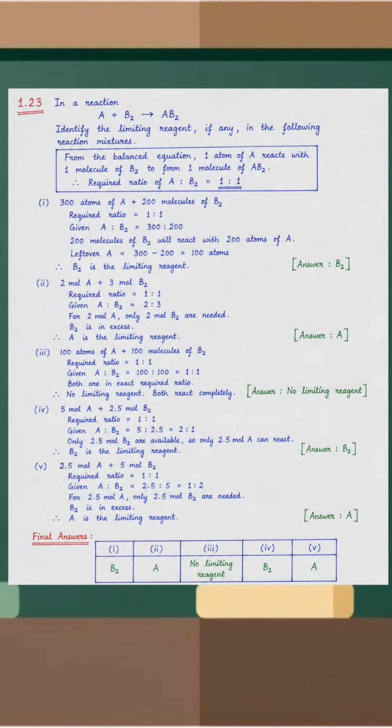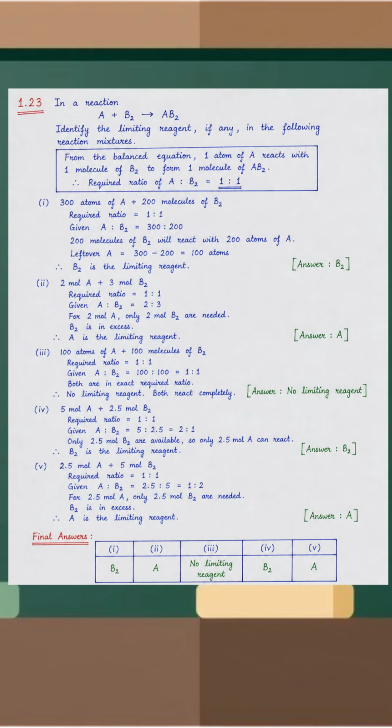Part 5. 2.5 moles of A react with 5 moles of B2. Required ratio is 1:1. Given ratio is 2.5:5, which is 1:2. For 2.5 moles of A, only 2.5 moles of B2 are needed. But 5 moles are given. So, B2 is in excess. Therefore, A is the limiting reagent.